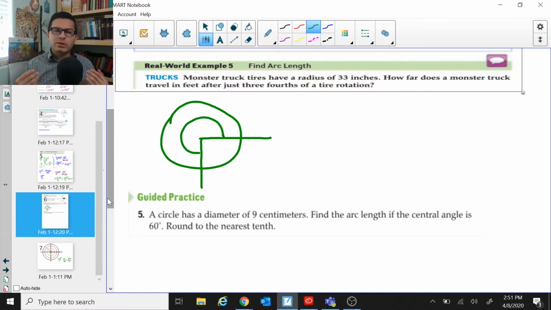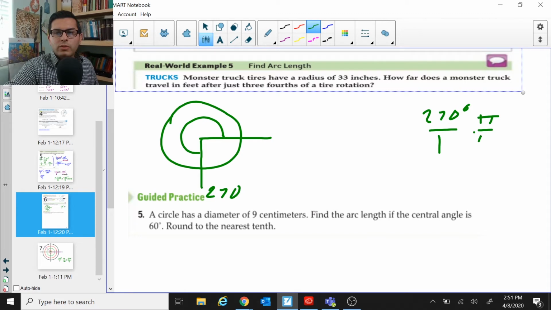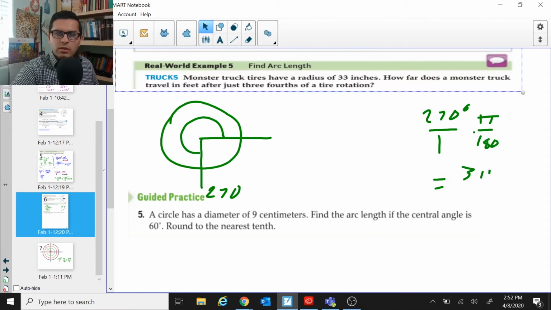That way we can actually use it in our formula. So if this is going to be 270 degrees, we're going to plug it into our formula. 270 degrees over 1 times pi over 180. And that's going to equal 3 pi over 2. Now, if that was difficult for you to do, please give these more practice because we will be doing a lot of conversions as we move on.